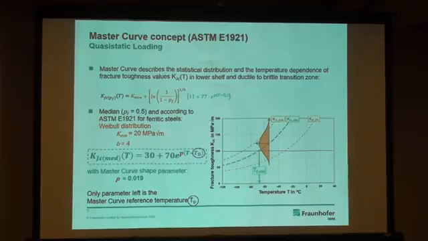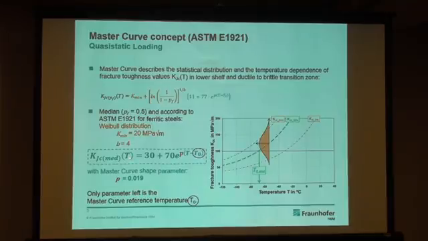So just to present the concept here, the master curve basically describes the statistical distribution and the temperature dependence of the fracture toughness values in the lower shelf and in the ductile to brittle transition zone. In a general form, it's written like here. The orange part describes the statistical distribution, and the green part the temperature dependence. So putting in now values, for example, for the median curve, a probability of 0.5, 50%, and according to the ASTM standard for ferritic steels, we assume a Weibull distribution with a minimum K value of 20 megapascal square root meter, and Weibull coefficient B equals 4.